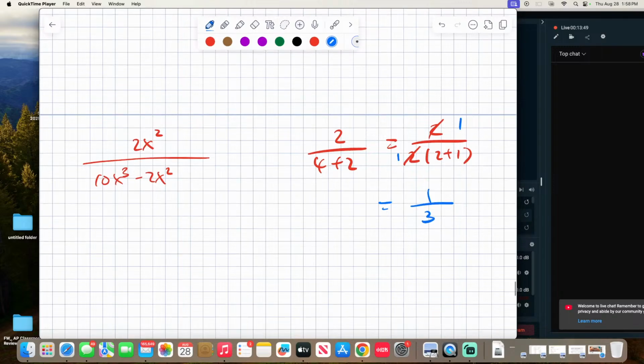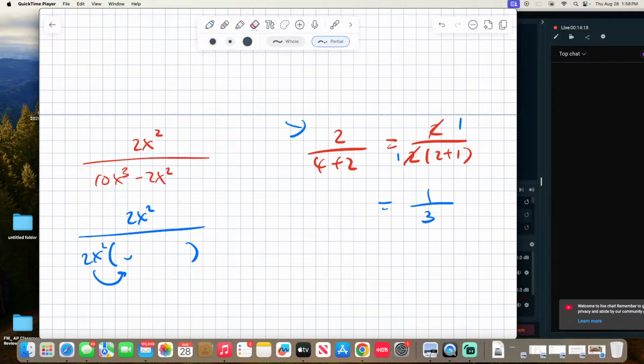Now, I just taught you how to do this. Do you know how to do it now? No? What are you supposed to do for the first step? Pick out the greatest common factor of the bottom. Right. So 2x squared over, if you factor out 2x squared, 2x squared times what equals 10x cubed? 5x. And then that's going to be minus 1.